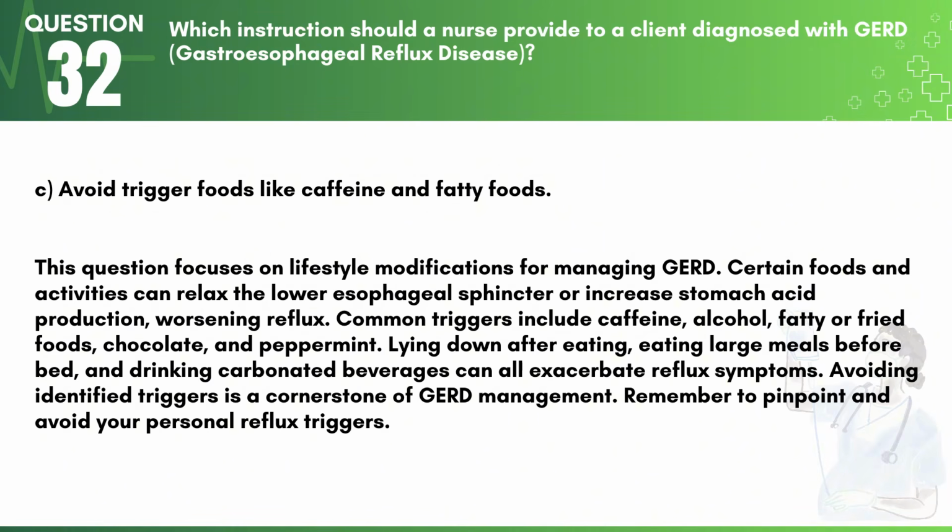Answer C. Avoid trigger foods like caffeine and fatty foods. This question focuses on lifestyle modifications for managing GERD. Certain foods and activities can relax the lower esophageal sphincter or increase stomach acid production, worsening reflux. Common triggers include caffeine, alcohol, fatty or fried foods, chocolate, and peppermint.